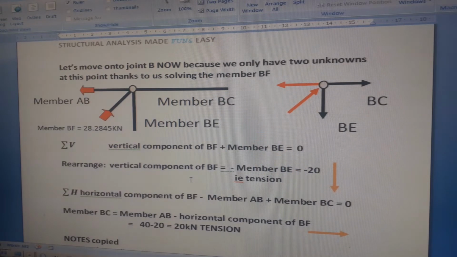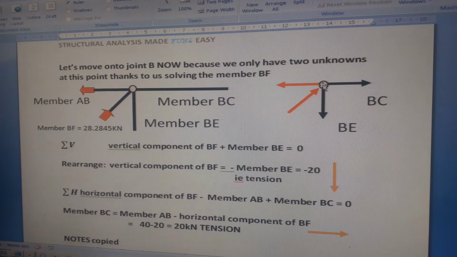Let's move on to joint B now, because we only have 2 unknowns at this point, thanks to solving the member BF. On the left hand side at the top, I've done the arrangement diagram with the member forces' directions. So member AB is going right to left. That's because it's tension, it's going away from the joint. Member BF equals 28.2845. If you don't know what I'm talking about, please go back to video number 2, because that shows you how I found these forces already. So we don't know what member BC is, and we don't know what member BE is.